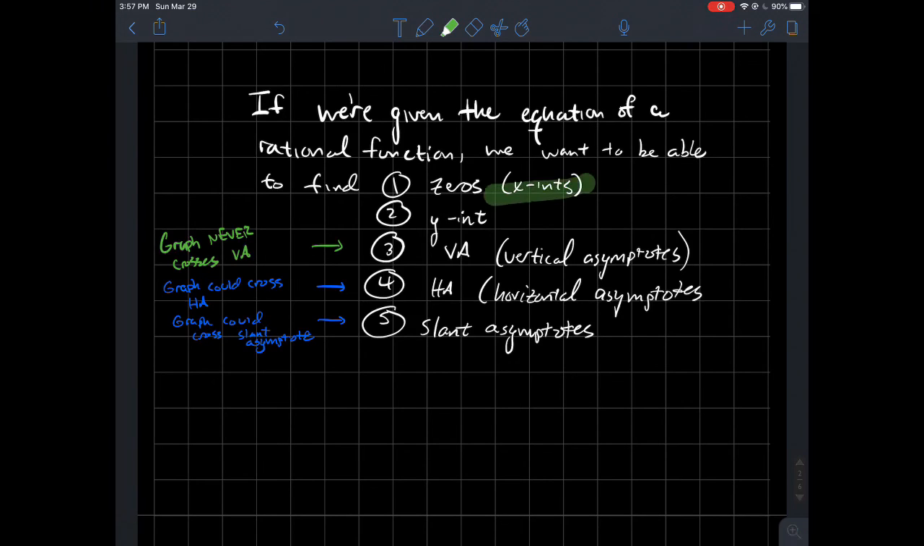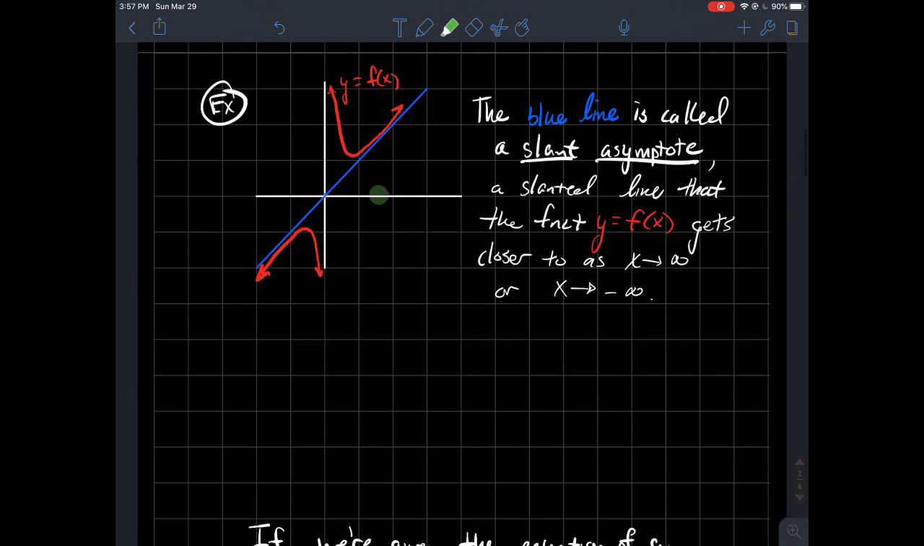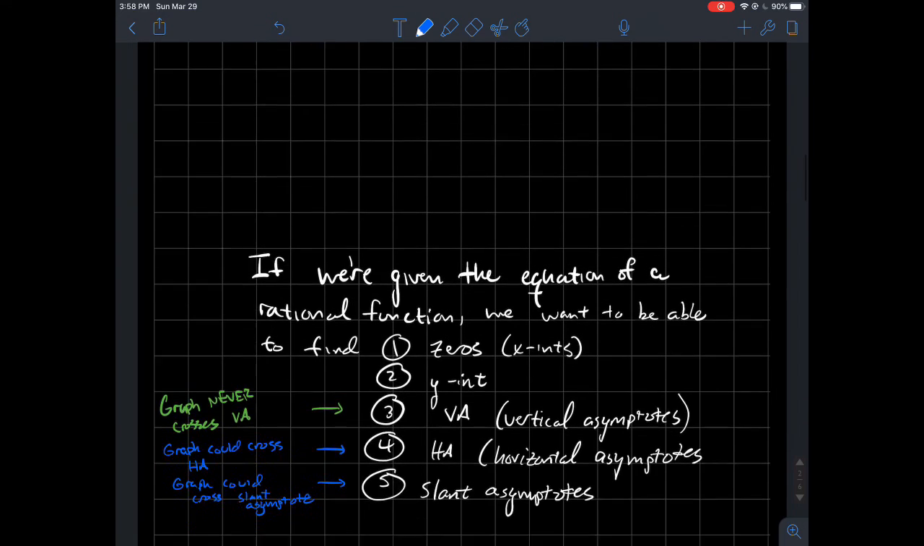You want to be able to find the zeros, the x-intercepts in other words. You want to be able to find the y-intercept. You want to be able to find the vertical asymptotes. And remember, the graph never crosses a vertical asymptote. It's undefined there. You want to be able to find horizontal asymptotes, which I'll call HA for short. It's okay if the graph crosses a horizontal asymptote. Horizontal asymptotes just care about what happens when you're really far to the right or really far to the left. So it would be okay if this red graph started bouncing back and forth along that line, as long as it gets closer and closer to it as I go to the right, say.